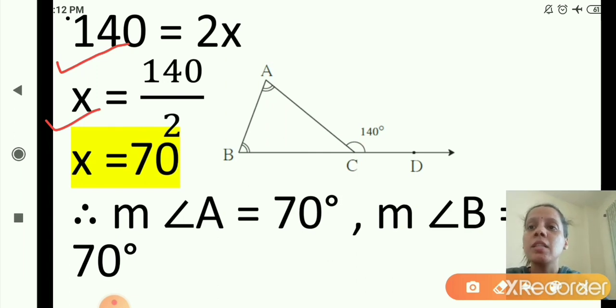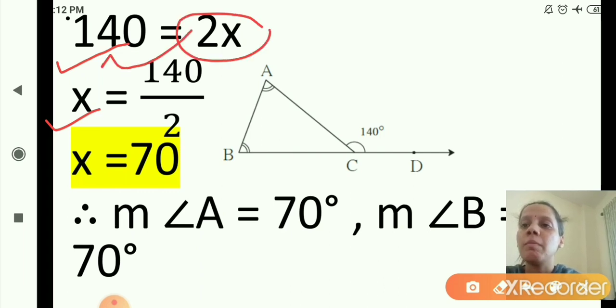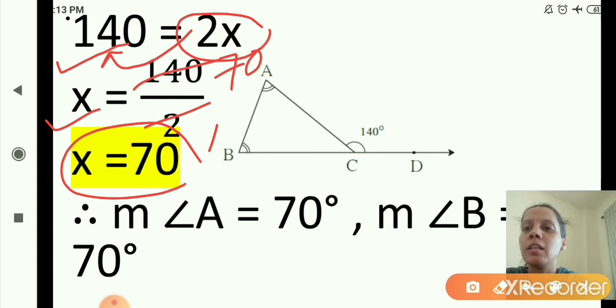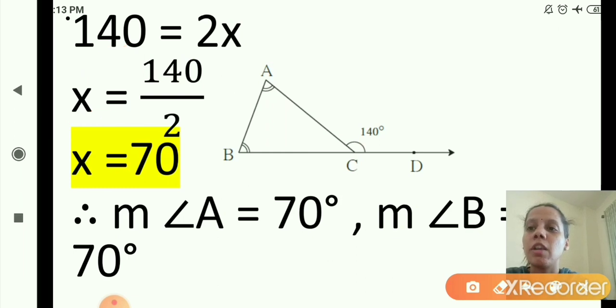This is in the form of multiplication. When it goes to this side, it becomes divide. So x is equal to 140 divided by 2. Correct. So 140 divided by 2. Do the division here. We can cancel this. 2 1s are 2, 2 7s are 14 and 0. So what is remaining? That is 70. So what is the value of x? X is equal to, correct, x is equal to 70 degrees.